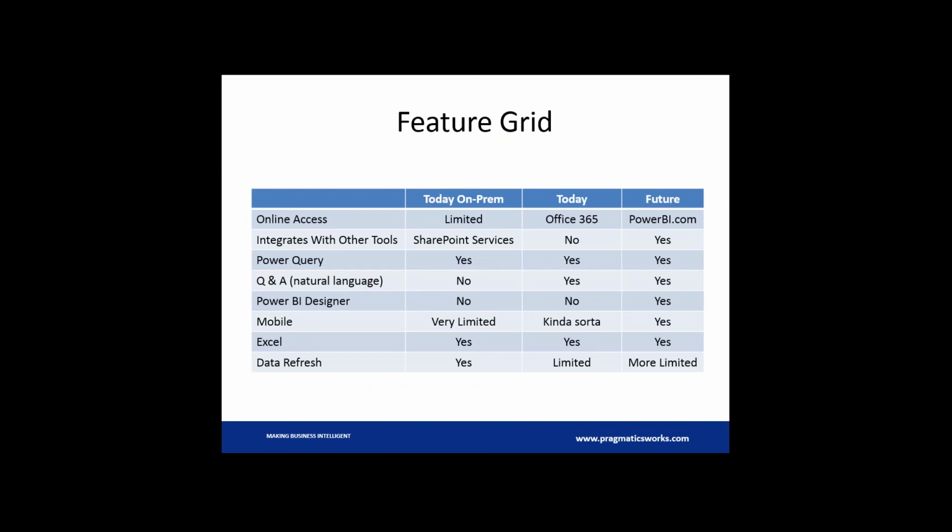So last slide that I have here for you guys, the feature grid between the different services there. Today, online access is a little bit more limited than the on-prem versions. Obviously, the other two are completely internet-facing. There is no integration with any other tools for O365 today. We do have all the SharePoint services that we can connect to with the on-prem version. Power Query is available to us across the board. Q&A continues to only be a cloud-based option for us there, both O365. That is also available on PowerBI.com. It's a little bit broken right now, but it's supposed to be there.